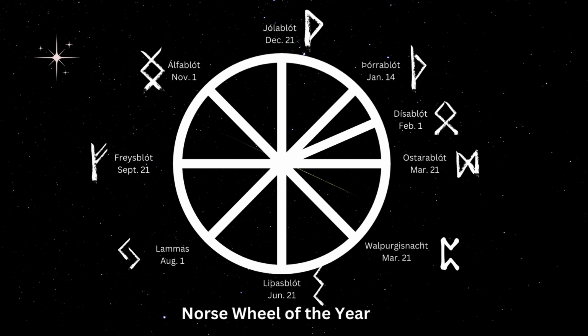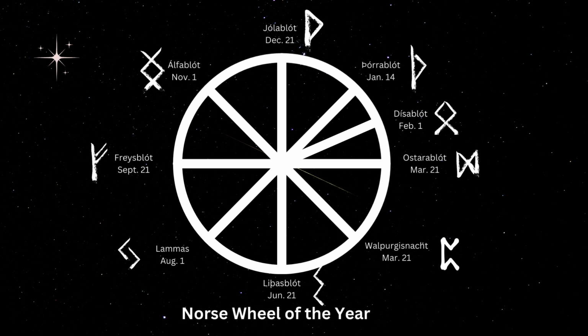Litha blot is associated with the sun. It is the summer solstice, and that's associated with the Norse goddess Sunna, who is literally the embodiment and charioteer of the sun. This is a time to celebrate the height of the sun. It's the longest day, and so we thank her for all the gifts that she gives us and for her continuous cycle throughout the year.